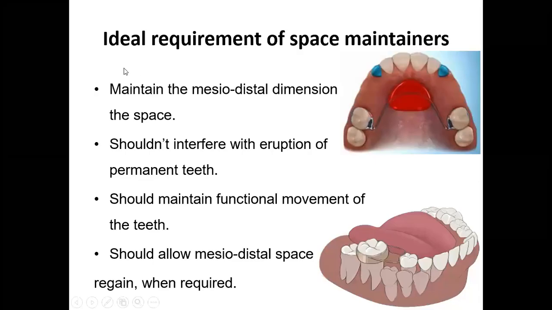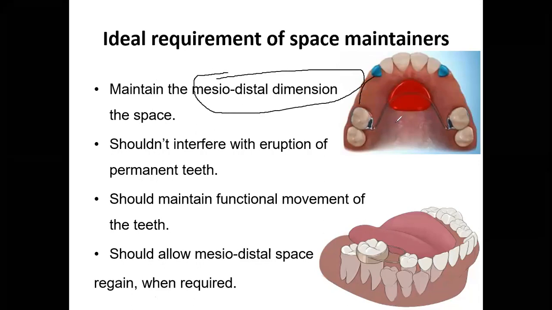So the ideal requirements of the space maintainers are as follows. When we are giving a space maintainer, the space maintainer should maintain the mesiodistal dimension. For example, here we are giving this space maintainer. This space maintainer should maintain the mesiodistal dimension of the space.